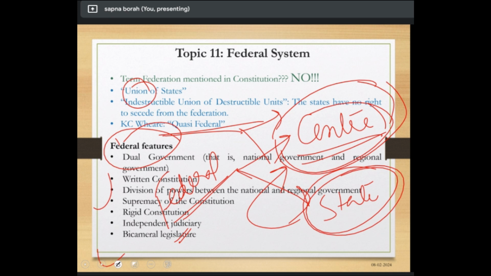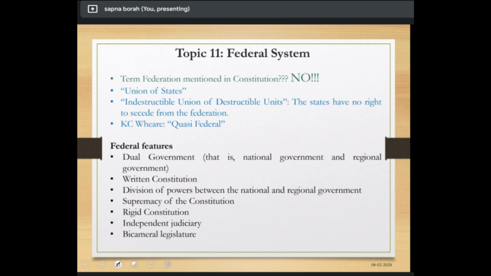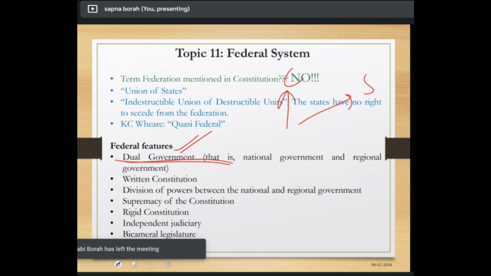Okay, anyway, so the federal features, let's come back to it. The first feature is the dual government. See, separation of power again. Dual government, centered at the Union and the states, is by default a federal feature. Okay, a written constitution is considered a federal feature.